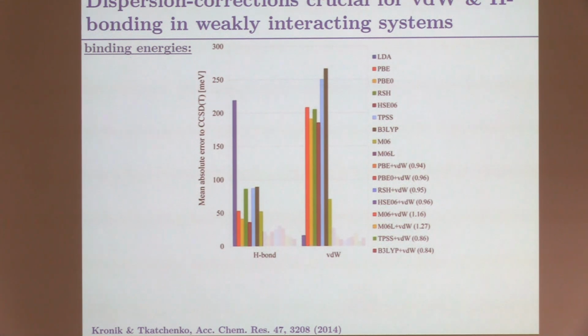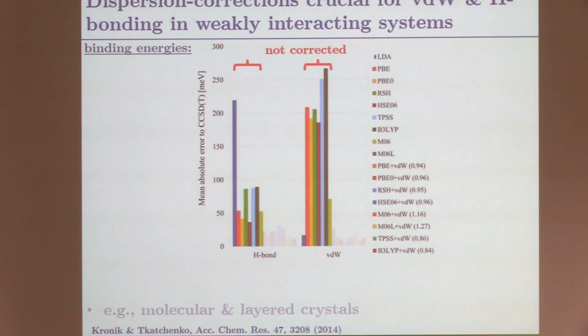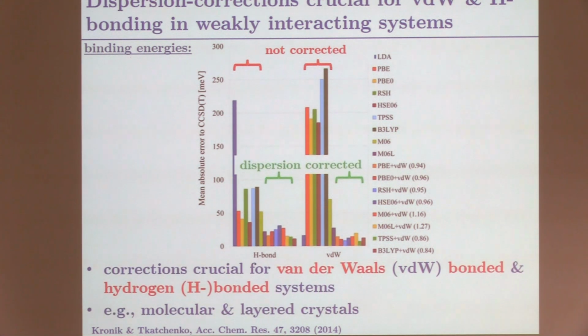And I would just like to group those in two classes. The ones that are not corrected, which we've seen on the previous slide, and you see the errors are really large for these test systems. But then once you account for van der Waals interactions and hydrogen bonding in dispersion correction schemes, these calculations can become actually very, very accurate.